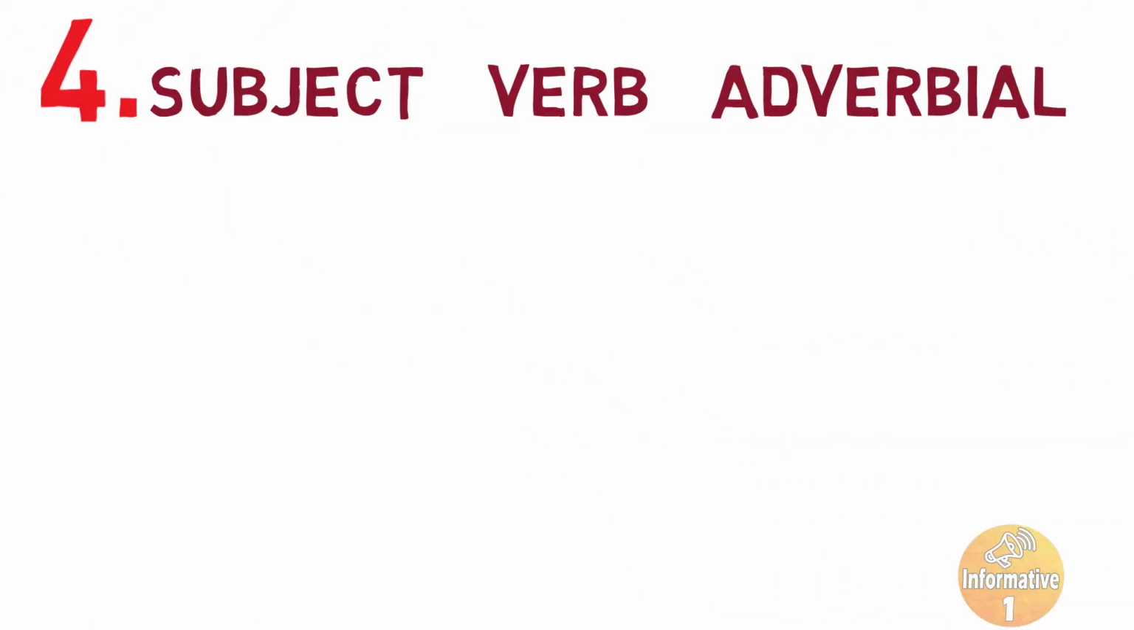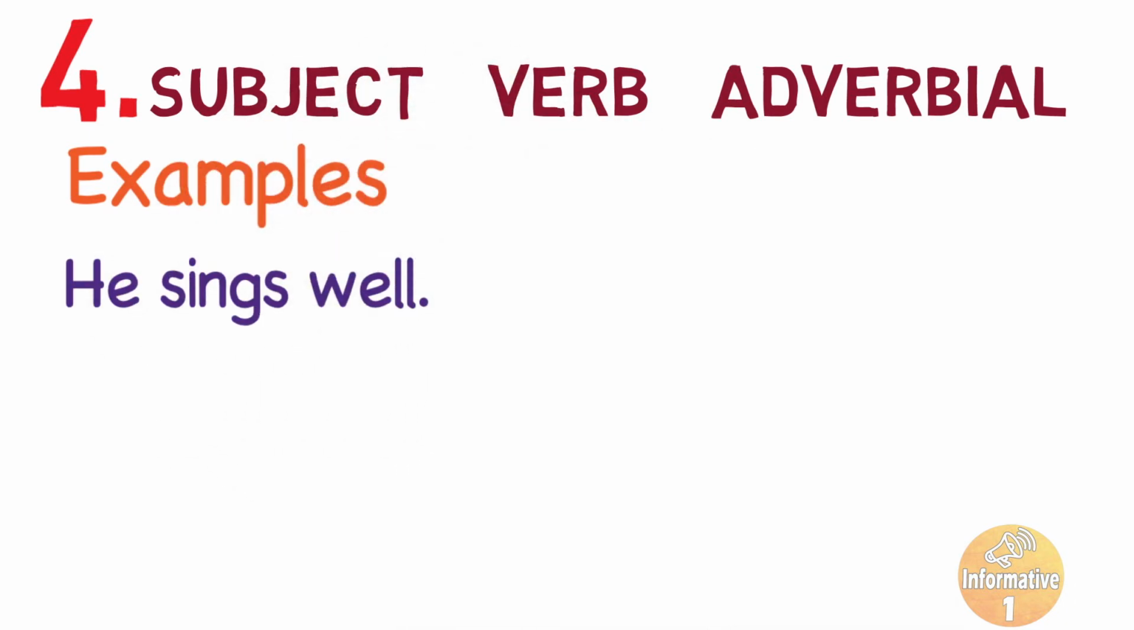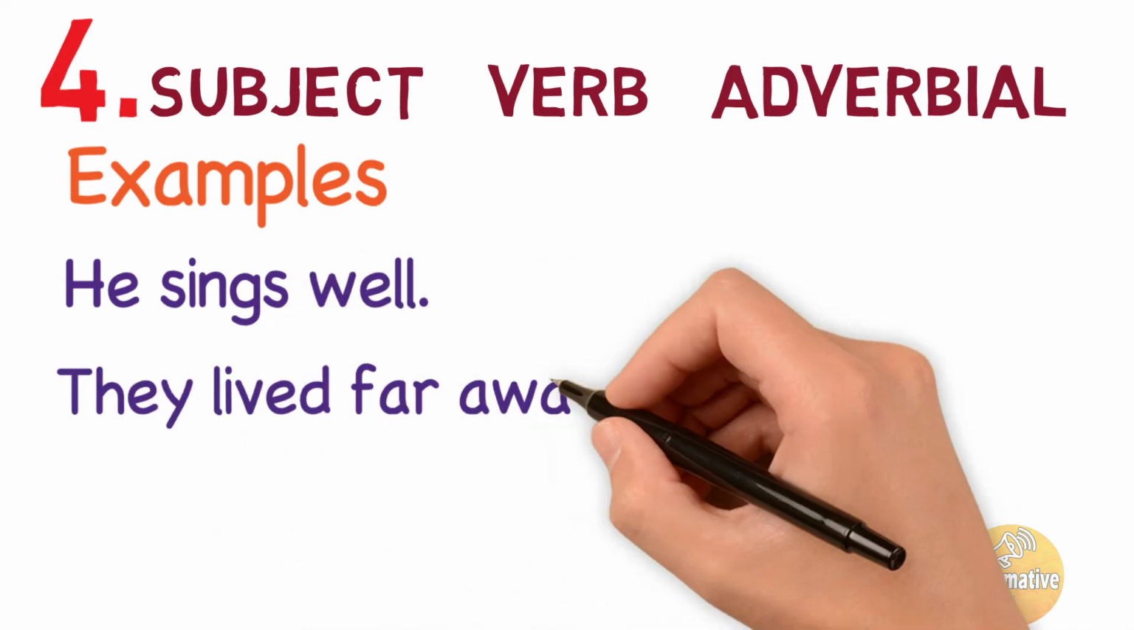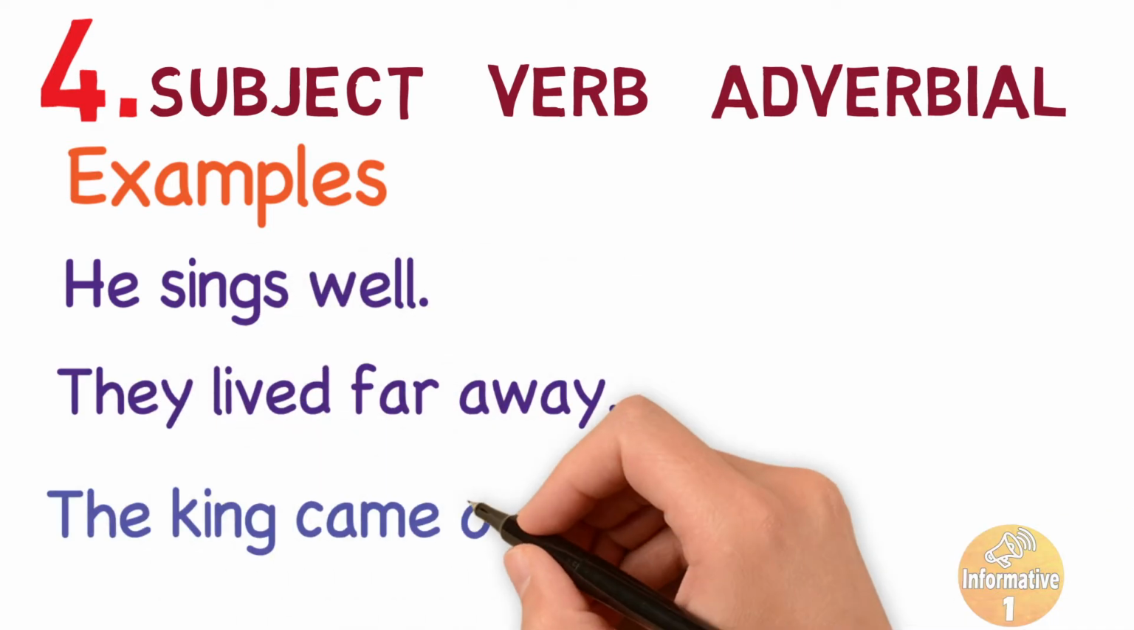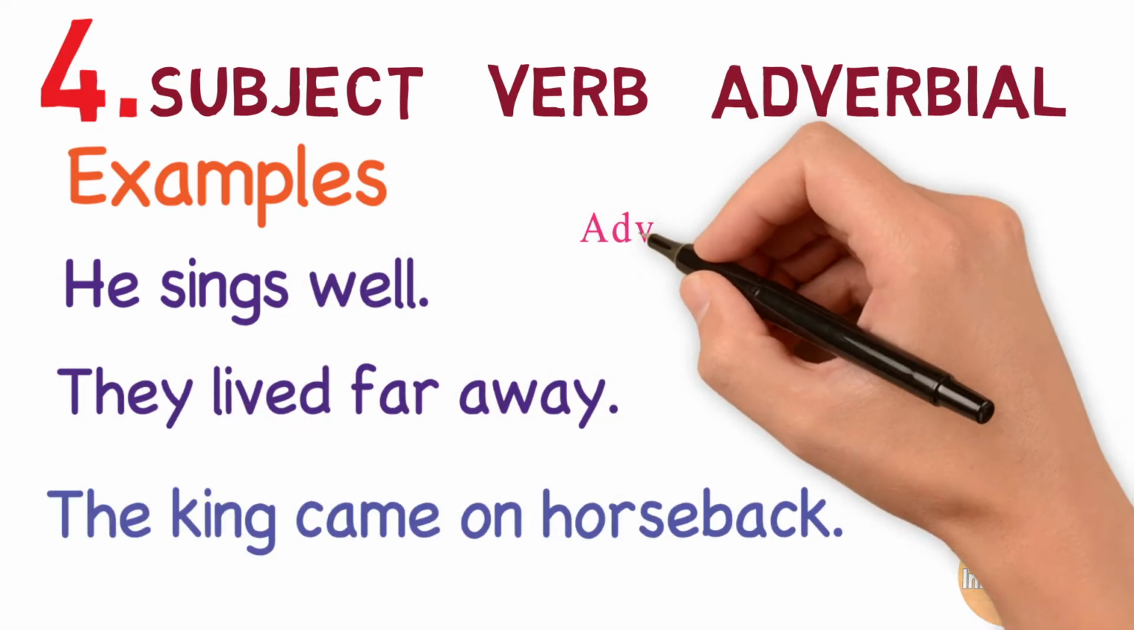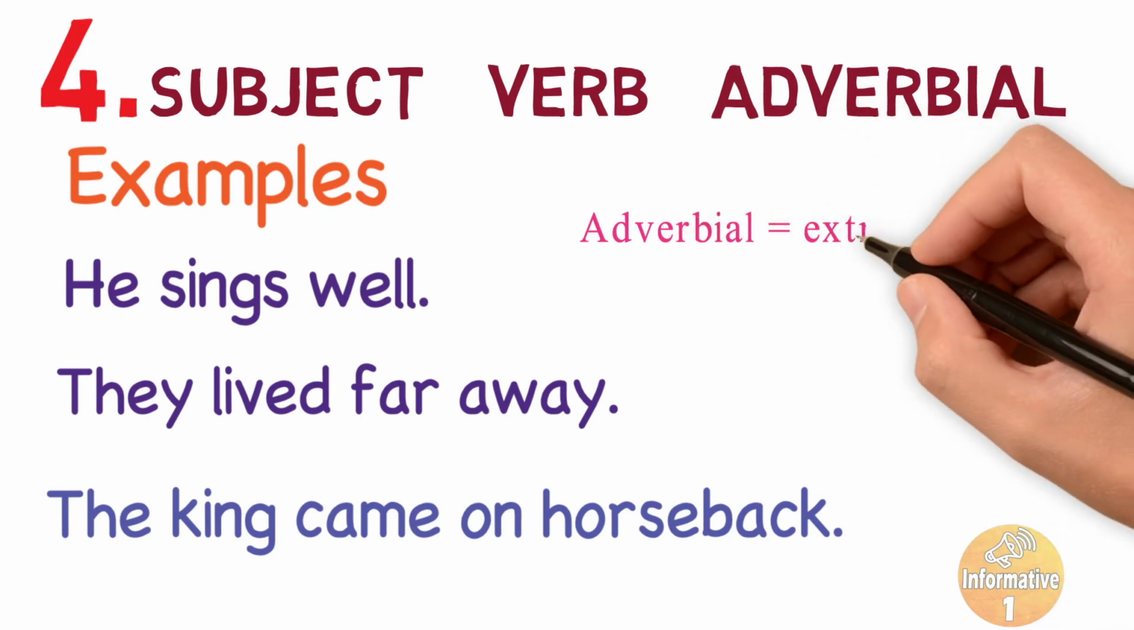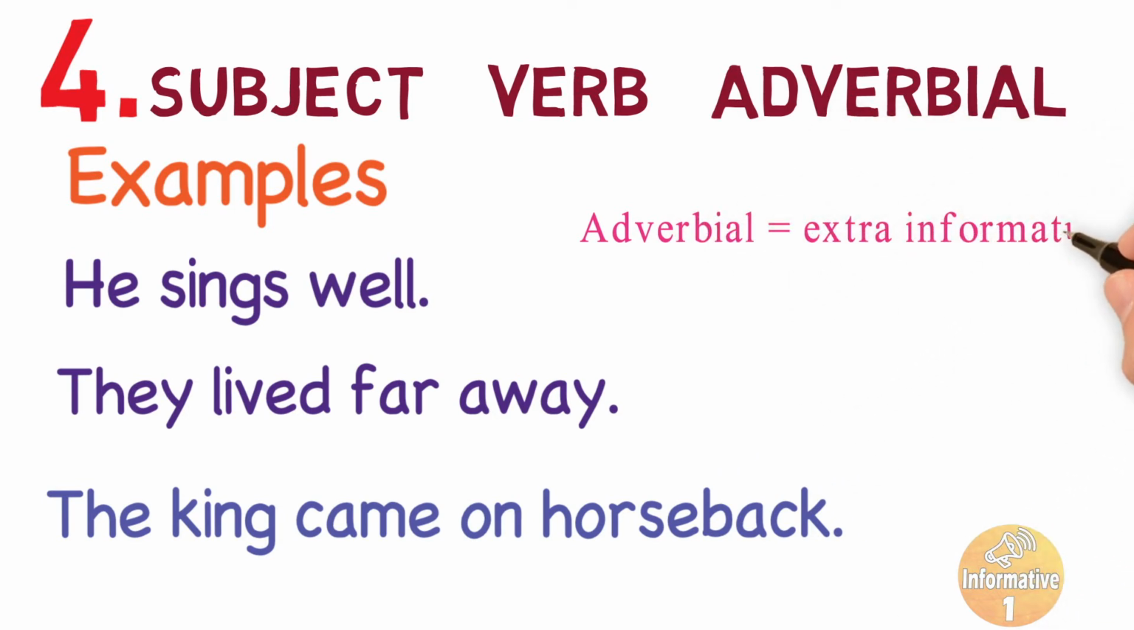4. Subject, verb, adverbial. Examples of this pattern are as follows. He sings well. They lived far away. The king came on horseback. Note that, unlike a complement, the adverbial is not absolutely necessary for the sentence. It just adds extra information.